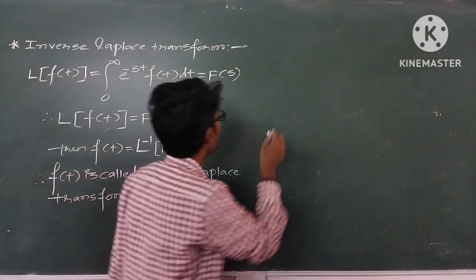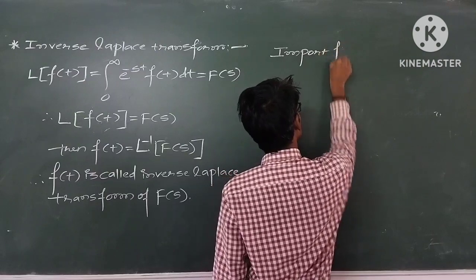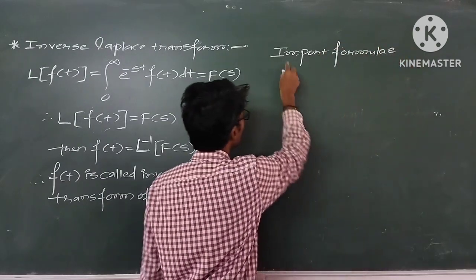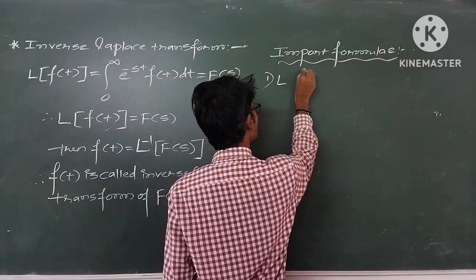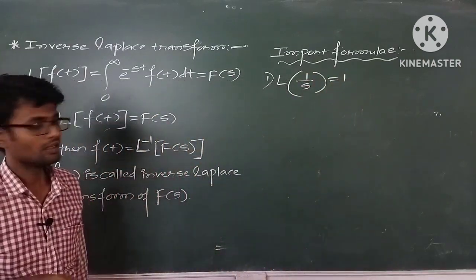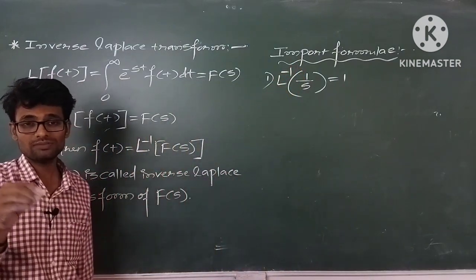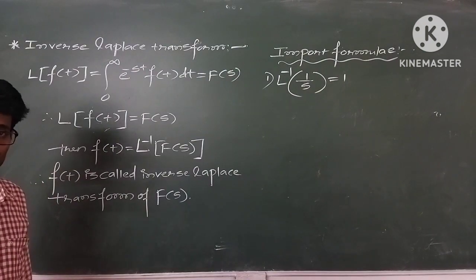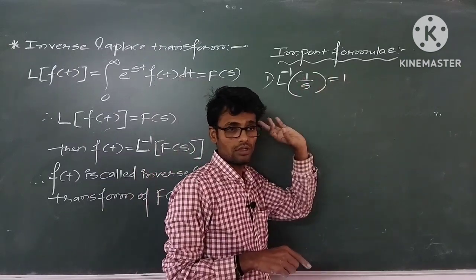Now after this we have some formulae related to inverse Laplace transform. Important formulae related to inverse Laplace transform. The first one: inverse Laplace transform of 1 by s is equal to 1. You know, Laplace transform of 1 is 1 by s. Laplace transform of constant 1 is 1 by s. So inverse Laplace transform of 1 by s equals 1.